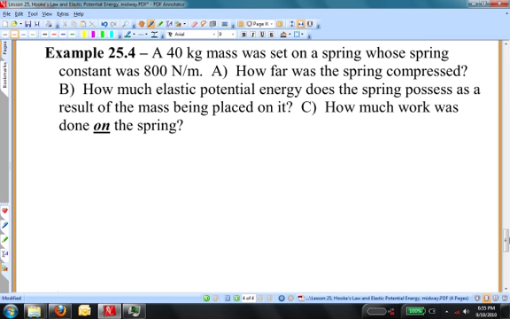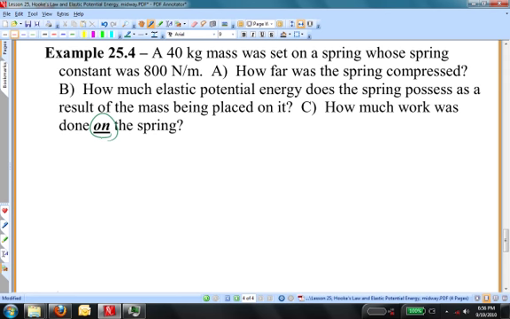And C. How much work was done on the spring? Let me make a note here about "on the spring." I've emphasized that because sometimes you'll be asked questions about how much work was done on something or how much work was done by something.